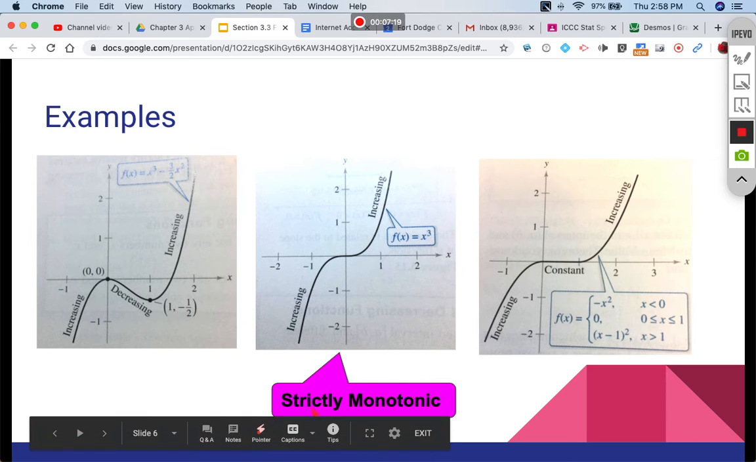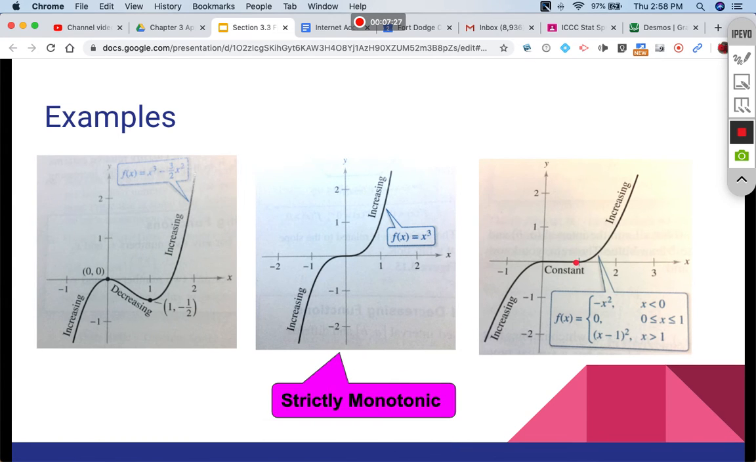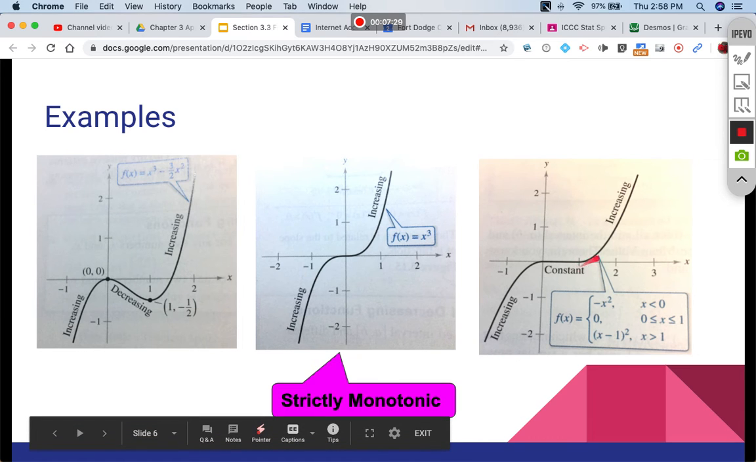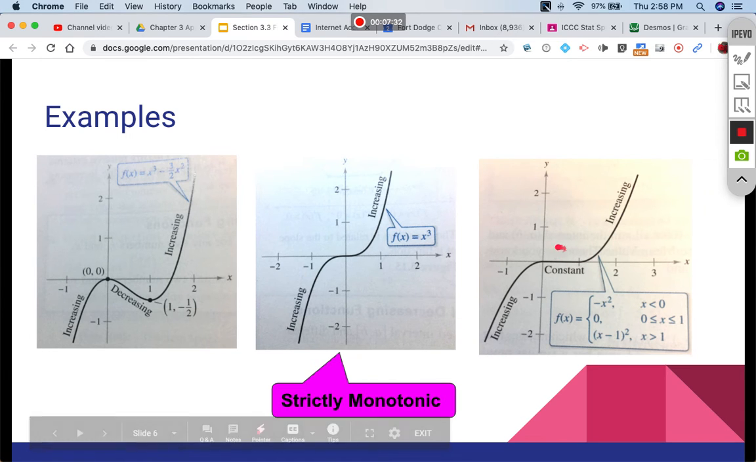This is what we call strictly monotonic. Monotonic means it's only one direction. Now this one, it looks like it might be strictly monotonic, but it's not, because right here it's not increasing. Here it's constant. Between 0 and negative 1, we're at 0. We're at a constant value.